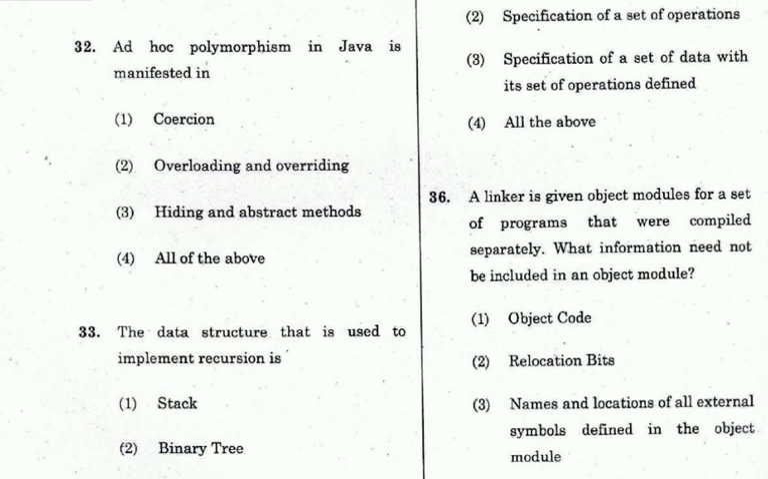Next. Ad hoc polymorphism in Java is manifested in. Ad hoc polymorphism refers to different ways of achieving polymorphism in Java. Coercion means implicit type conversion. Overloading and overriding mean defining multiple methods with the same name but different parameters or behaviors. Hiding and abstract methods, class inheritance and method abstraction contribute to polymorphism. So option 4, that is all of the above, is the correct answer.